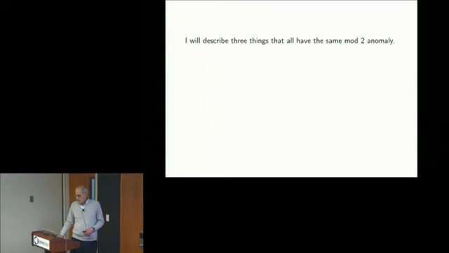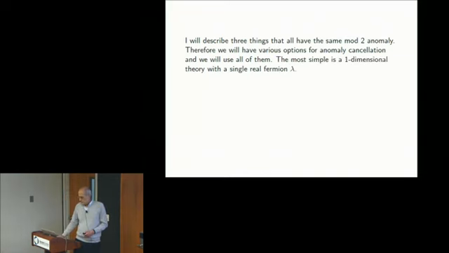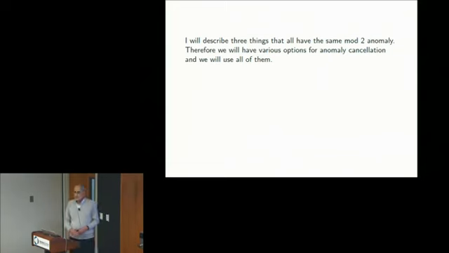So I'll describe three things that all have the same mod 2 anomaly. Mod 2 anomaly means it will affect the sign of the path integral or the partition function. So it's mod 2 because you only care about minus signs mod 2. And since you have three things that all have the same mod 2 anomaly, you have various options for anomaly cancellation. Any two of the three will cancel the anomaly in a non-trivial way, and we'll use all of them in constructing non-supersymmetric branes. There's a fourth thing that has the same anomaly that was important in my paper with Robert, so there are more options, but we're only going to have three of them today.